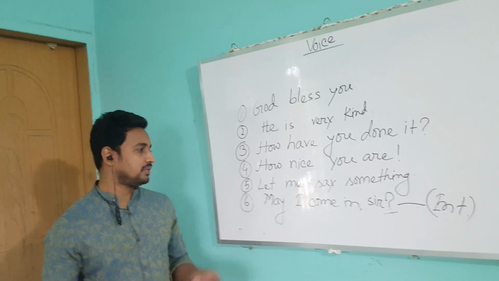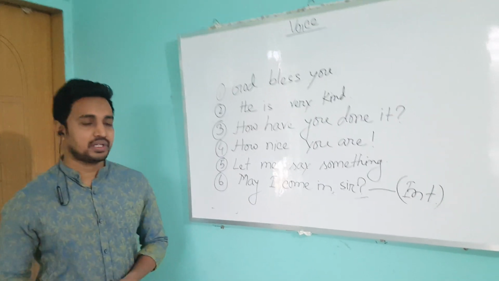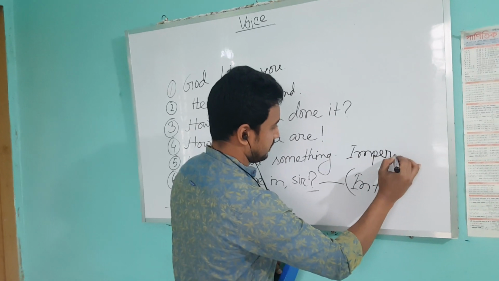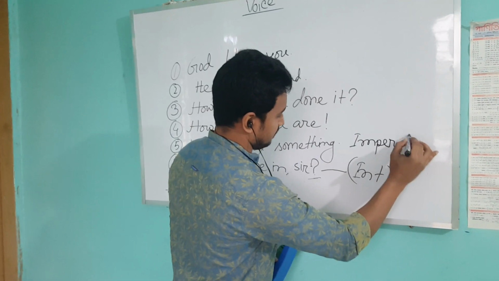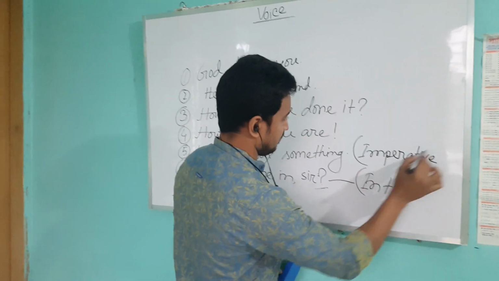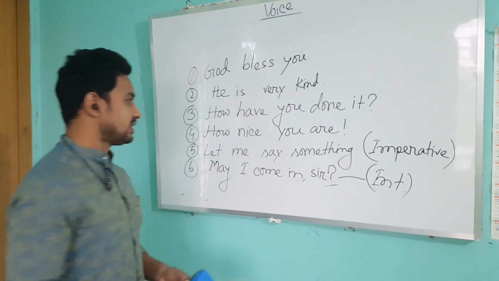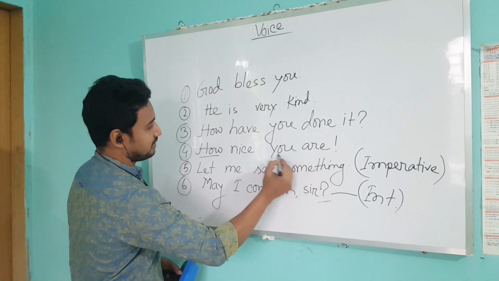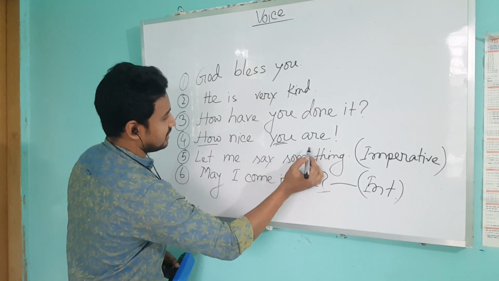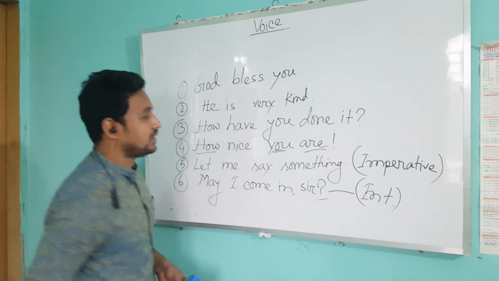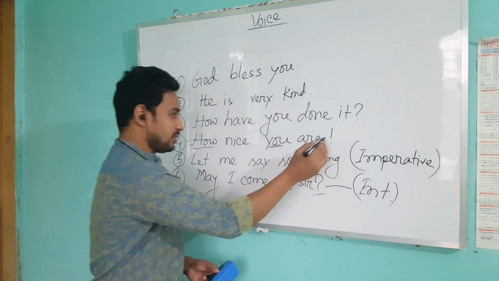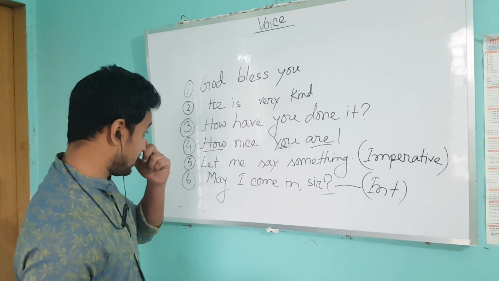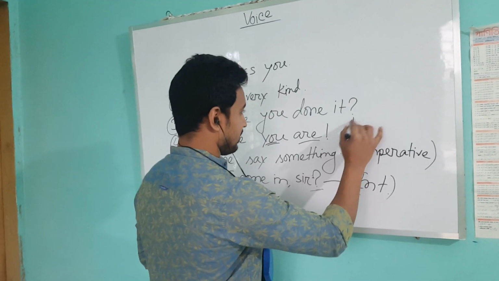And "Let me say something." Well, "let" is a verb, and we know that it's an example of an imperative sentence. And then "How nice you were!" So we have "how" at the beginning, and look, the subject, and next to the subject we have the verb at last, and as well we have a note of exclamation. So it's very clear that it is an example of an exclamatory sentence.